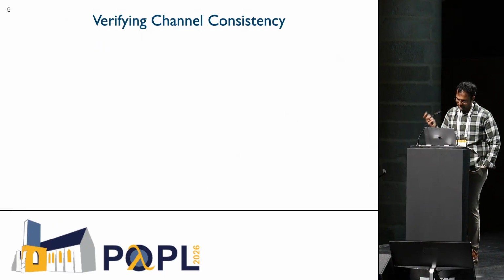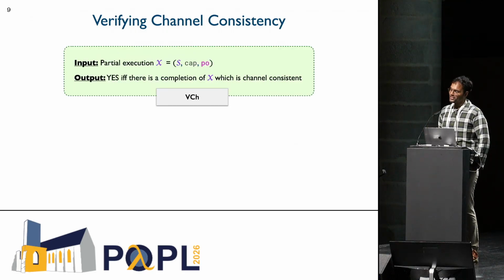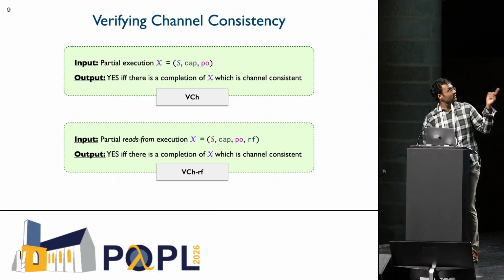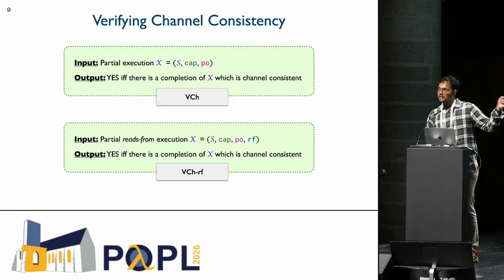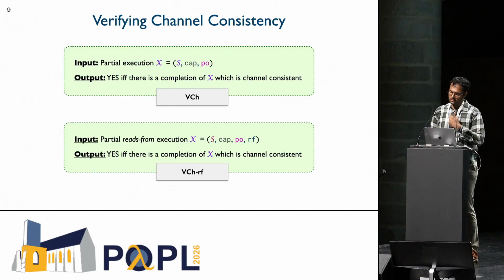All right. So now the problem statement is that you're given a partial execution, and you have to report if there is a completion of the partial execution that is also channel consistent. And the reads from variant of this problem is, this time you're given a partial execution that also talks about the reads from mapping that you must obey, and you have to report if there is a total order extension of this partial execution which satisfies the channel consistency conditions. Okay. So it took me a long while to get here, but now you can wake up.